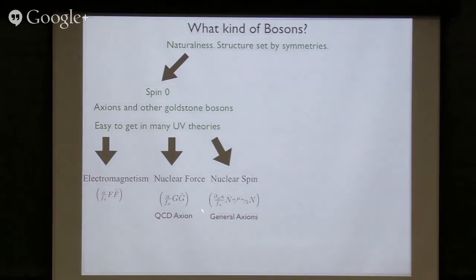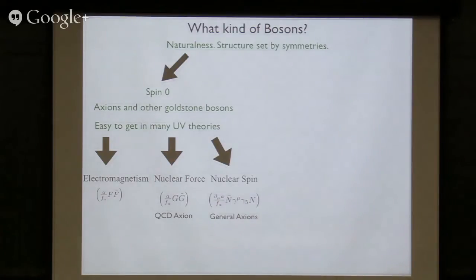And that's this kind of operator, D mu A, N bar, gamma mu, gamma 5, N, where N is like a nucleon. That's it. Now, there are many different kinds of axions possible. As I said, all you need is some symmetry to break. There's one linear combination that will couple to QCD, okay, that guy. And he gets a special name, he's called the QCD axion.